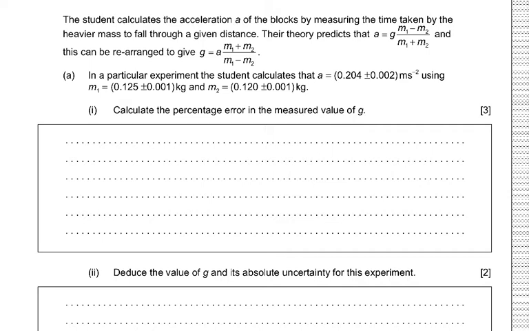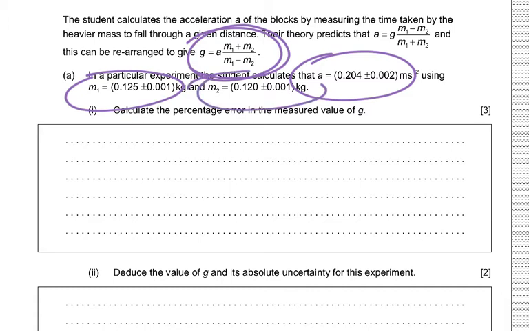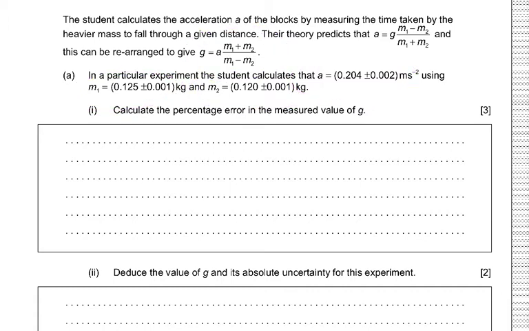And so we break it down into its parts, remembering that for addition and subtraction, you add the absolute uncertainties of the values that are being added or subtracted, and for multiplication or division, we add the percentage uncertainties of the values in question. And of course, here's the formula for G, where it's the acceleration times the sum of the masses divided by the difference between the masses, and the values for A and M1 and M2 are all given right there. And so we start from the inside and work our way out.